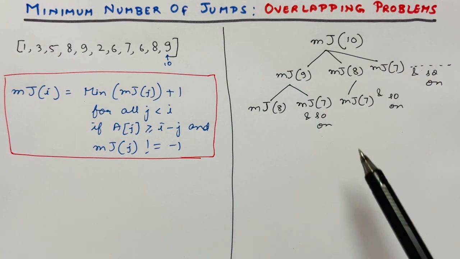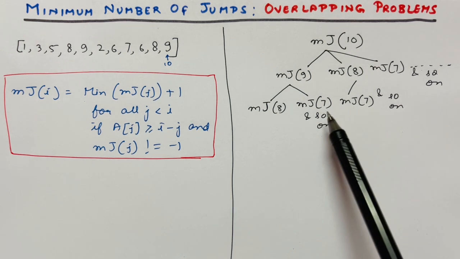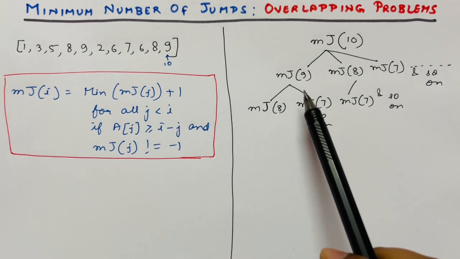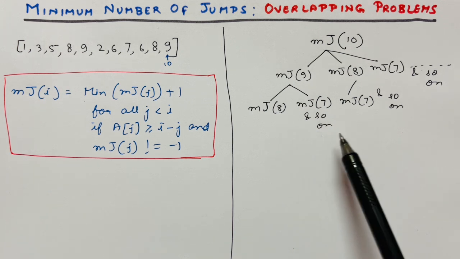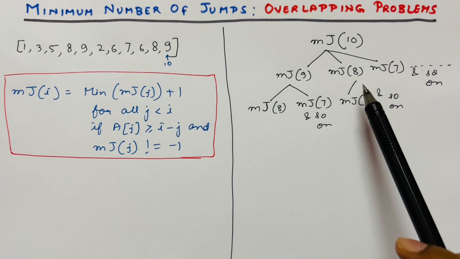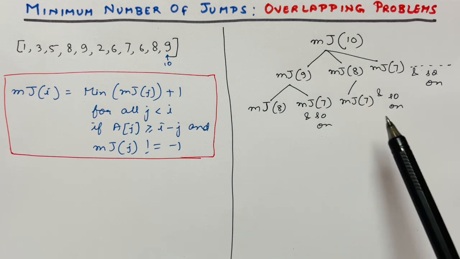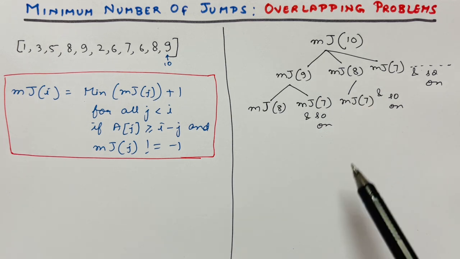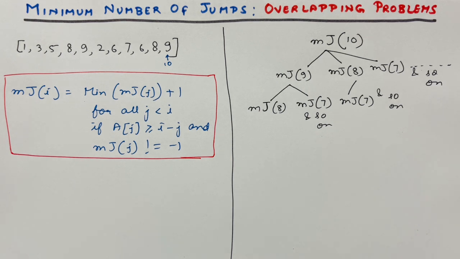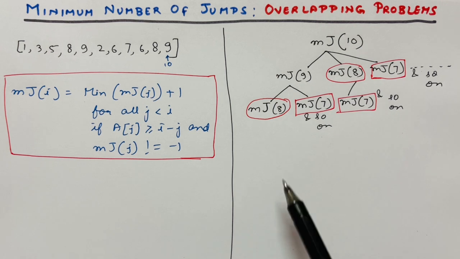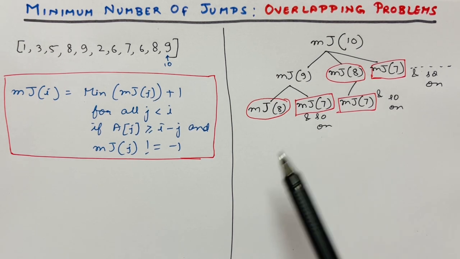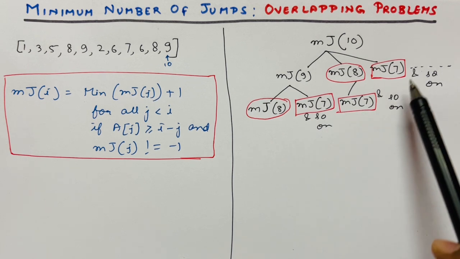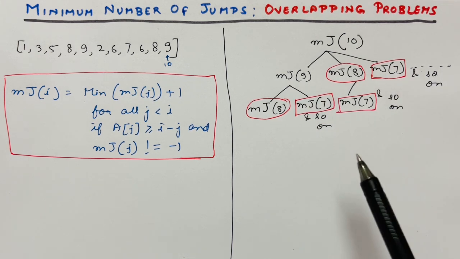And if we keep growing this recursion tree, it will look something like this. To solve for index 9, we will need answers for index 8, 7, 6, 5 and so on. To solve for index 8, we will need answers for 7, 6, 5 and so on. And this way this recursion tree will grow. So what can we observe here? We can see that there are many overlapping problems. For example, index 8 is overlapped twice. Index 7 is overlapped thrice in just this visible part of the recursion tree.